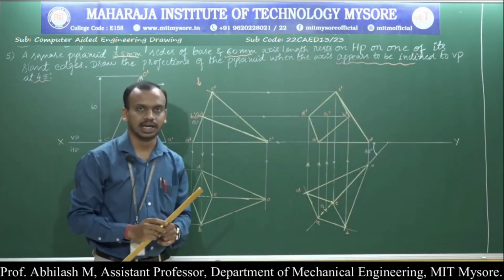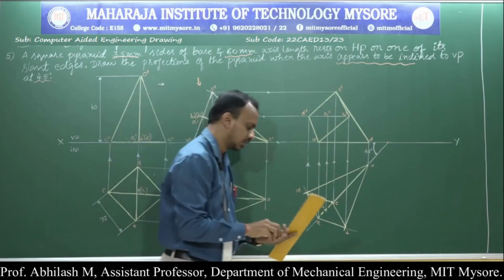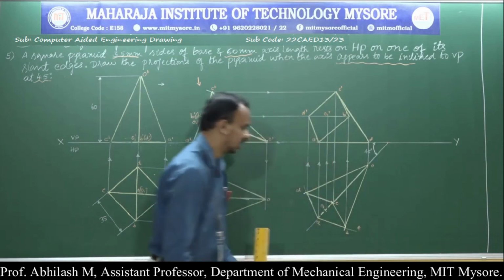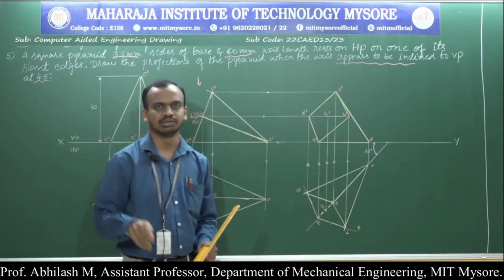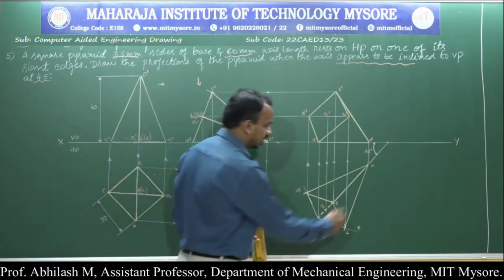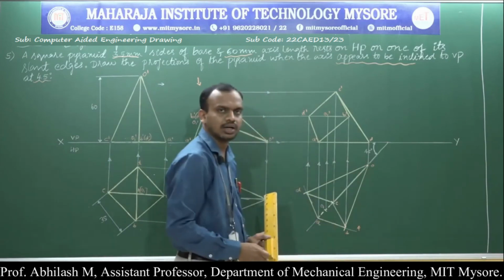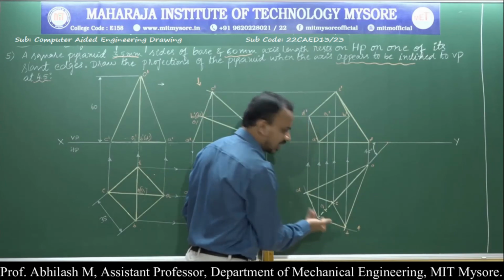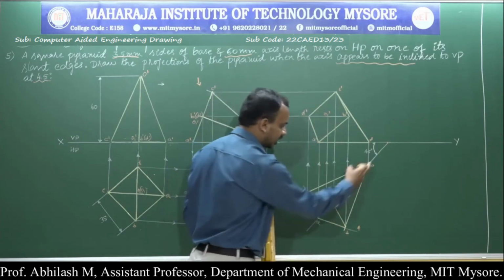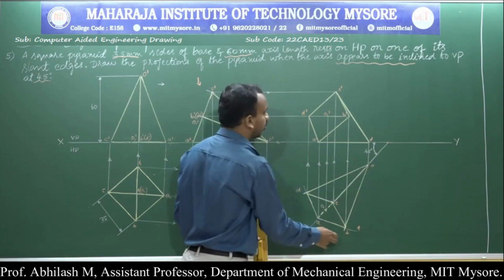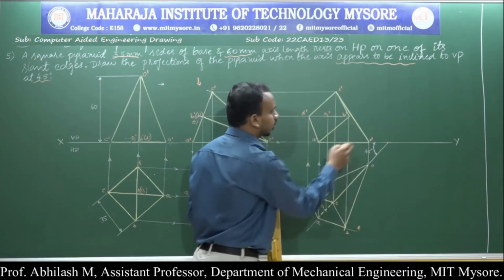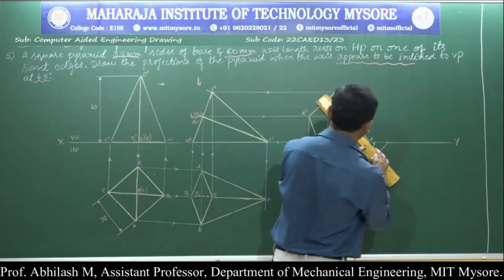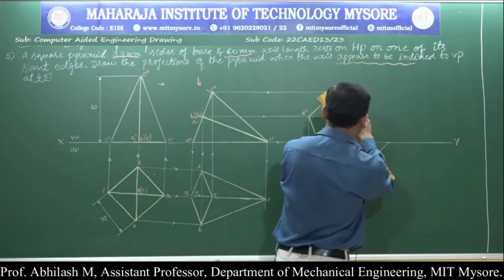Now let us apply the other conditions. For the observer, the faces and the edges which are nearer are completely visible. So which is the nearer edge? O to B is completely visible. So the edge that is nearer to the observer is from O to B. So make it a thick line from O to B.